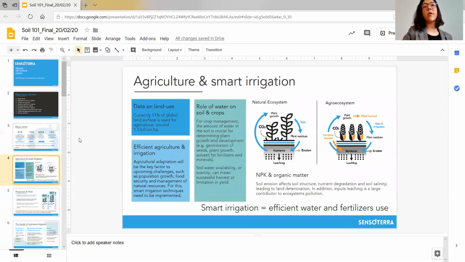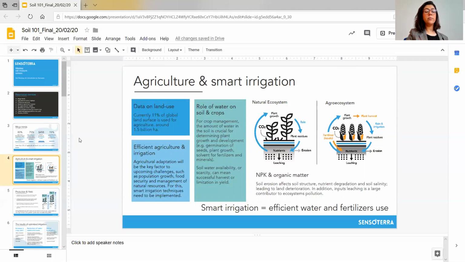Now talking about agriculture and smart irrigation. Currently, 11% of global land surface is used for agriculture. So we're talking about around 1.5 billion hectares used for agriculture. At the same time, the necessity for efficient agriculture. So why do we talk about precision agriculture and irrigation?